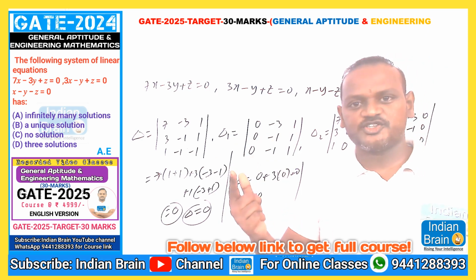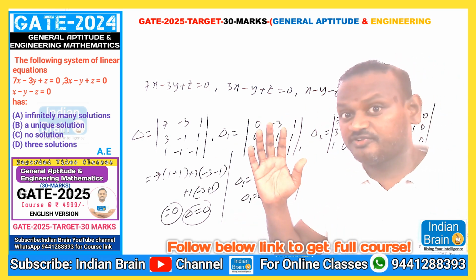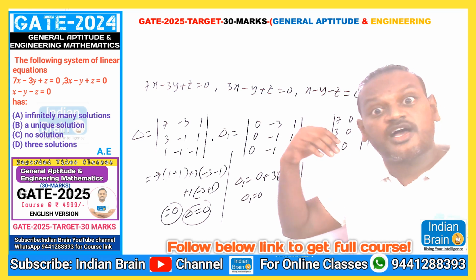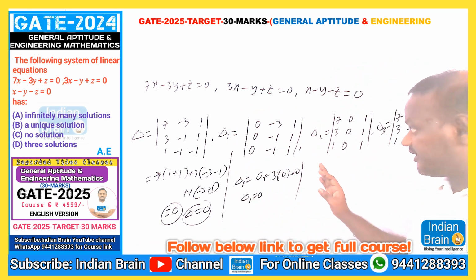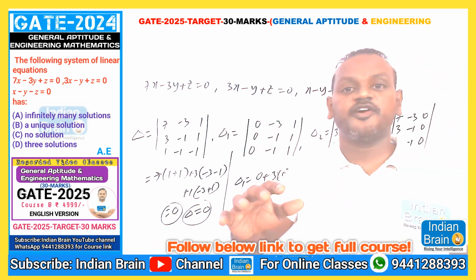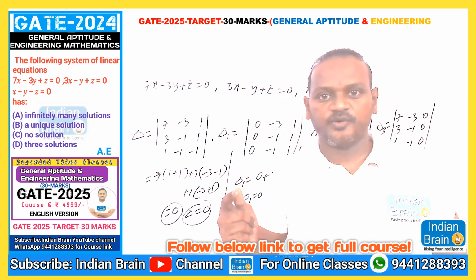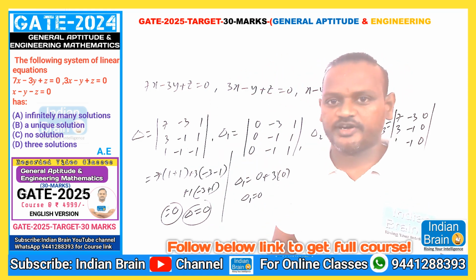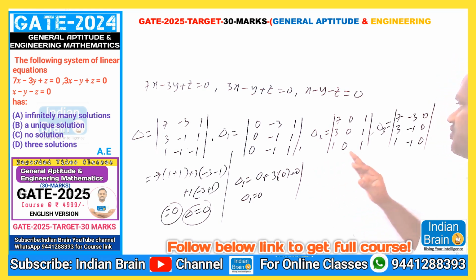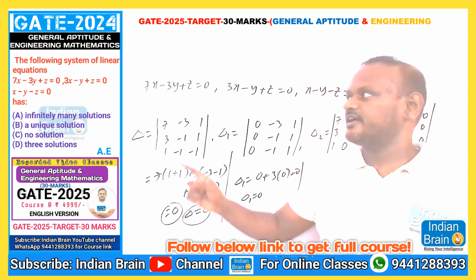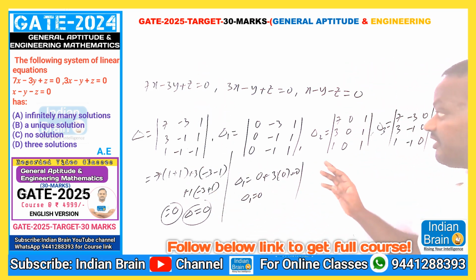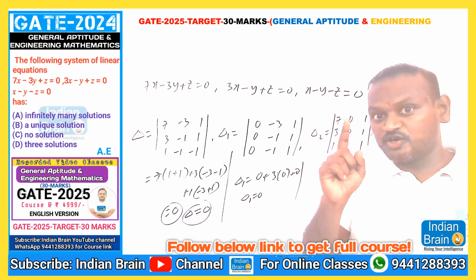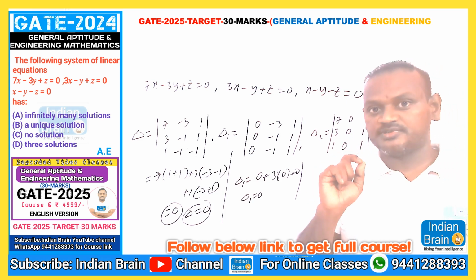Whenever we have delta 1 equal to 0, don't get confused. What about the remaining two? If delta 2 and delta 3 are also 0, then only we can go for infinite solutions. Yes or no? That's why I need to check delta 2 and delta 3 also. Clear-cut story. If I get delta 2 equal to 0 and delta 3 equal to 0, directly we can say infinite solutions. But whenever we have non-zero values of delta 2 and delta 3, in that case, we'll have the no solution concept, right? Be careful.